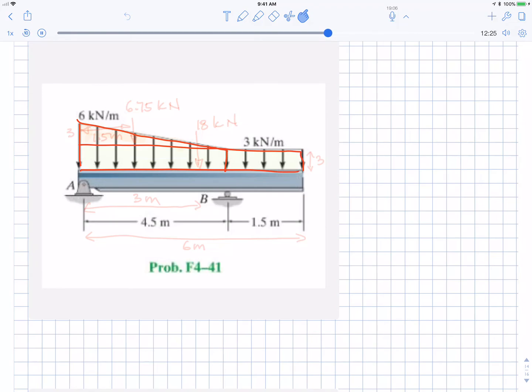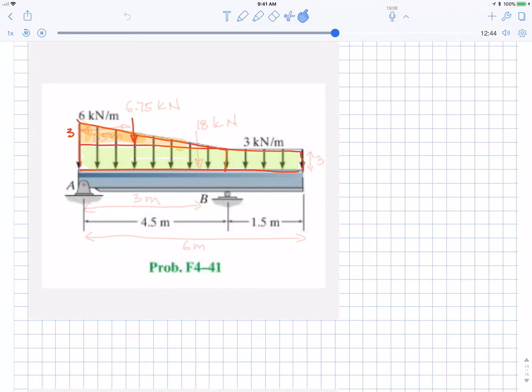Let me color those in. Here's the rectangle we're going to look at, and here's the triangle we're going to look at. Okay, we can do this. The area of a triangle is 1/2 base times height. You take 1/2. Okay, the height is actually 3, right?